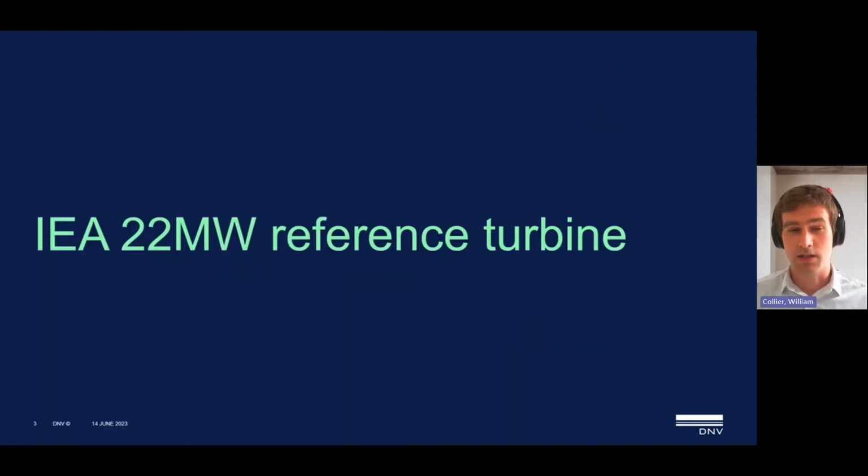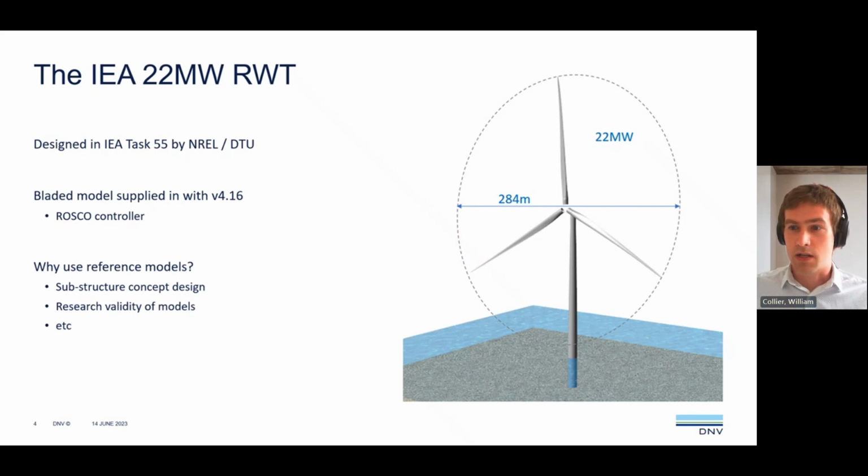The first topic we're going to discuss is the IEA 22 megawatt reference turbine. This 22 megawatt turbine has been designed as part of IEA Task 55, and that work was led by NREL and DTU, and we've been supporting them in this work, building the model in Bladed and also running a code comparison study. So why are we interested in reference turbines?